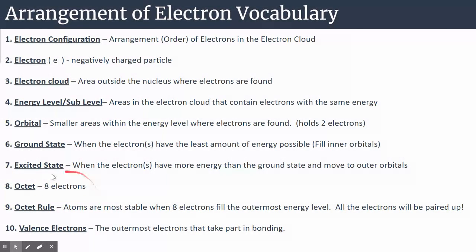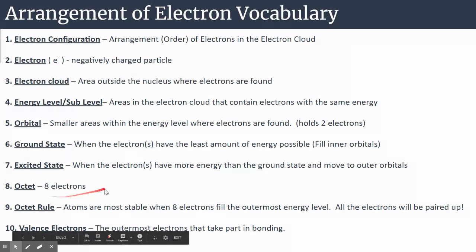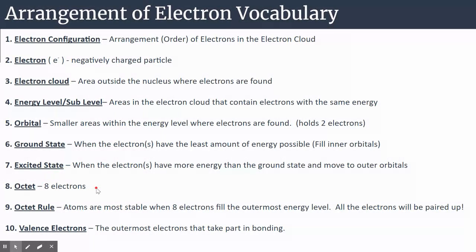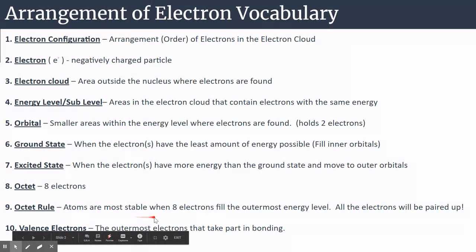Now, an octet is 8 electrons. This prefix oct means 8. Like an octagon has 8 sides, an octopus has 8 legs. An octet is 8 electrons. And this turns out to be the magic number for our atoms. Atoms are the most stable when 8 electrons fill their outermost energy level.